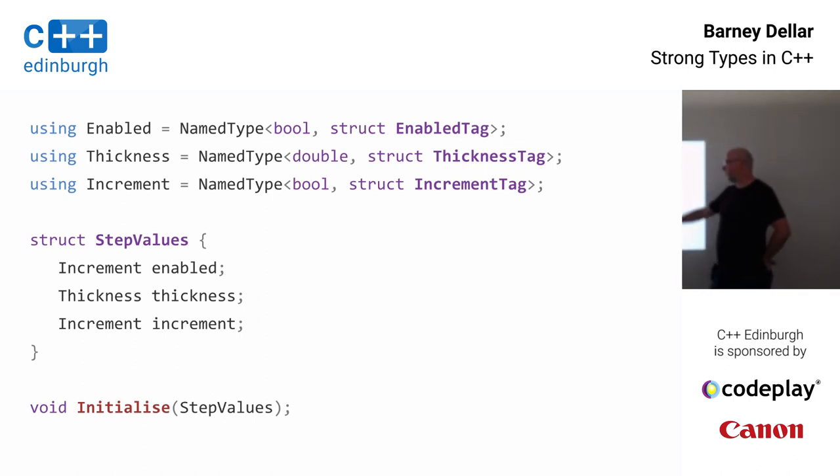And again, we wrap it up inside the step values. Now, if we try and pass in an increment to a thickness or vice versa, it simply won't compile. But also, it's more meaningful as well as being type safe. The code is much closer to the problem domain that we're trying to solve, and it's also much cleaner.